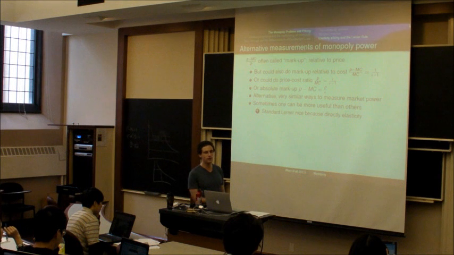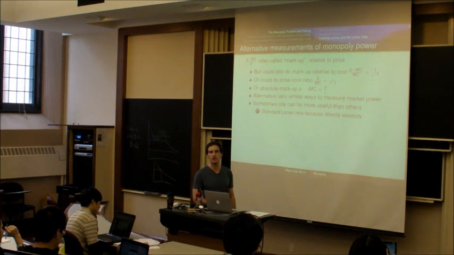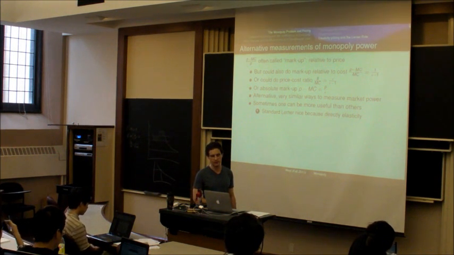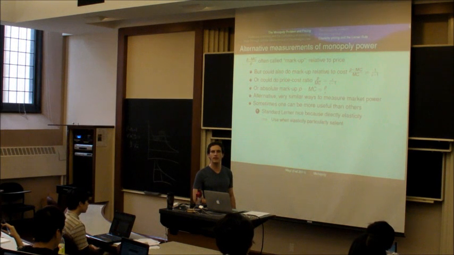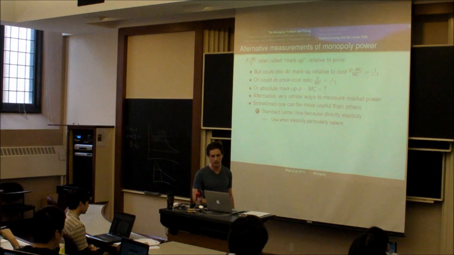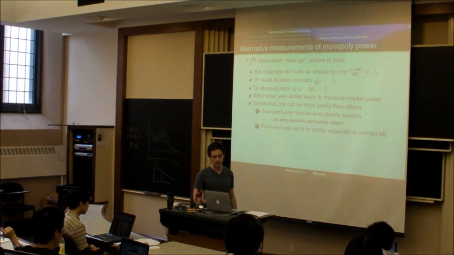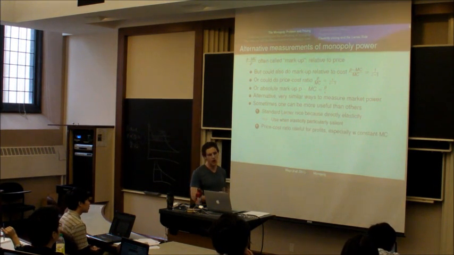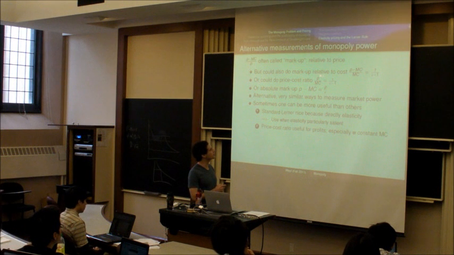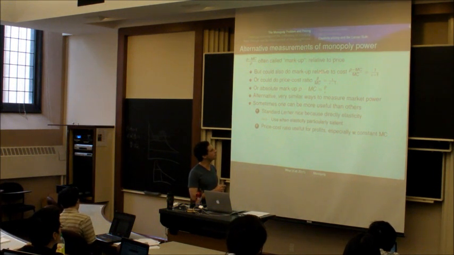So the standard Lerner formula is quite nice because it's just very simple. It's just 1 over the elasticity. So when the elasticity is easy to measure, or is salient, or you can think about it easily, we'll use this formula. The price-cost ratio can be useful because, especially when marginal cost is constant, it's very related to the profits that the firm makes.